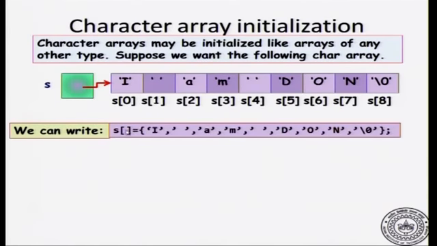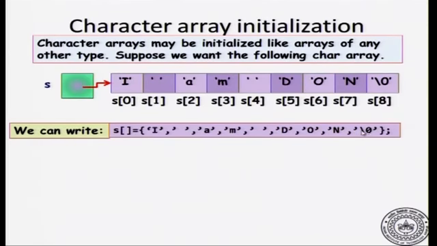Now we can write character S equal to, with just the empty pair of square brackets without specifying a size, and then followed by the list of characters. Notice that each character is enclosed in single quotes. So the space character is a space enclosed in single quotes, and so on until the last, which is a null character, which is \0 enclosed in a pair of single quotes.